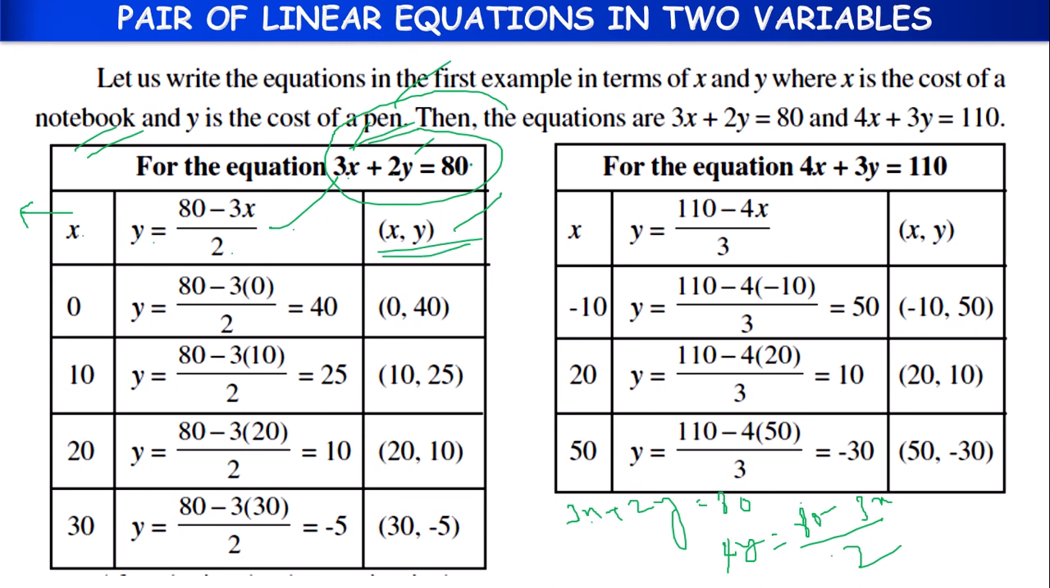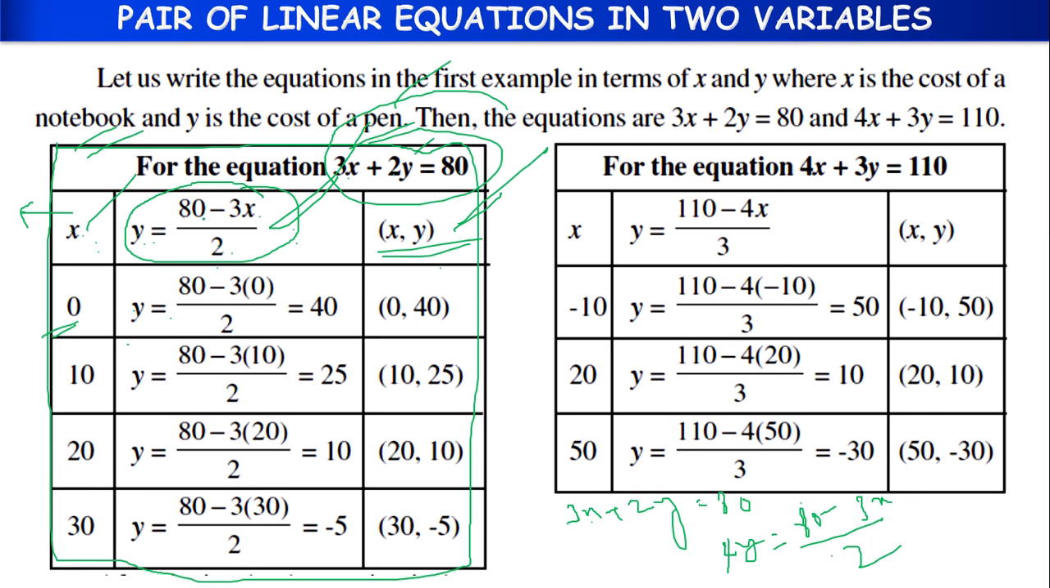So for solving these two equations, children, we are solving them with the help of a table of values having 3 columns. In the first column we have x, in the second column we have y, and in the third column we have (x, y), the ordered pair. Suppose x is 0, then what about y? We have already defined y in terms of x, so in the place of x, we can keep 0.